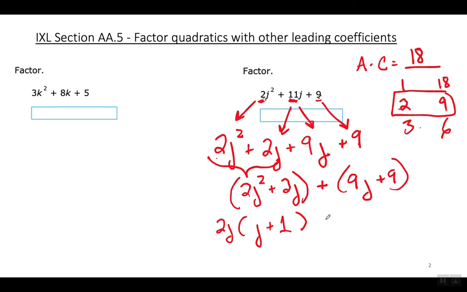Over here, I'm going to do the same thing. What's the greatest common factor that they have there? 9. So now I ask myself, 9 times what is 9j? 9 times j. And 9 times what is 9? 9 times 1. Notice that I got the same thing in both parentheses. You have to get the same thing in both parentheses. If you get something different in both parentheses, that means you did something wrong.